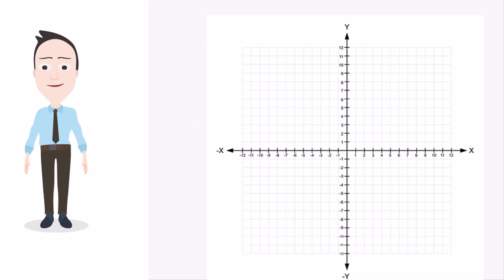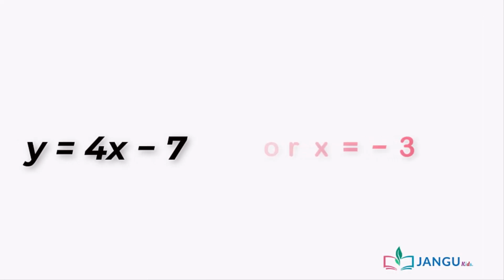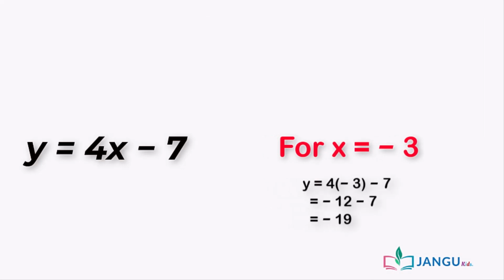First, create a table of values for the equation. Use x to solve for y. For x equals minus 3, y is equal to 4 in brackets minus 3, minus 7, which is then equal to minus 12 minus 7, and finally equals minus 19.